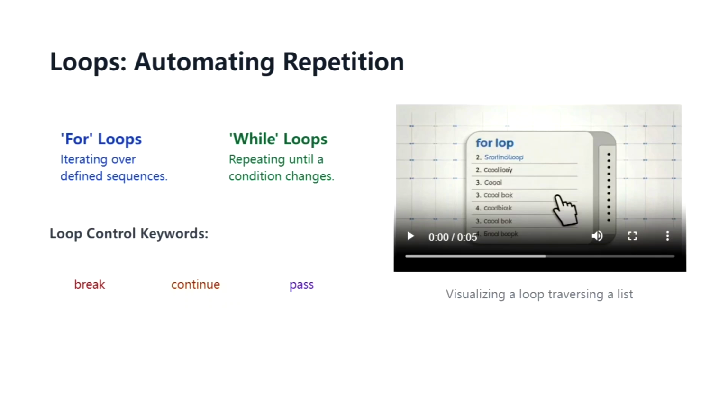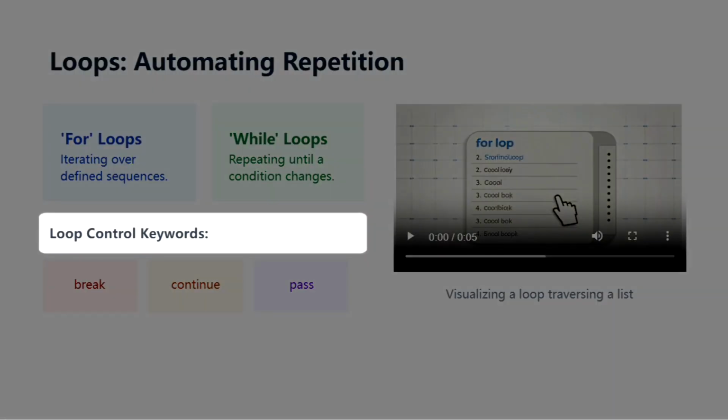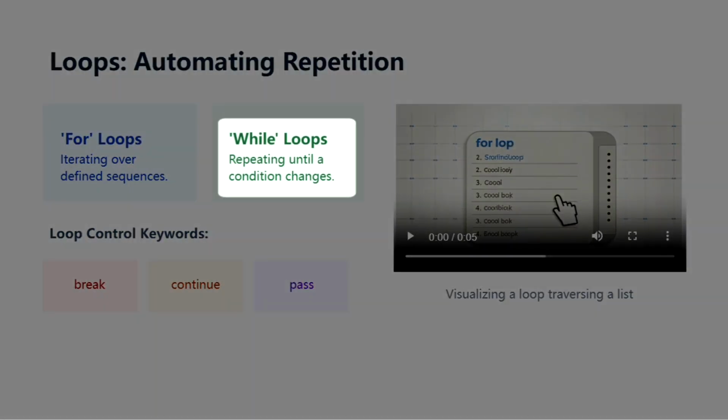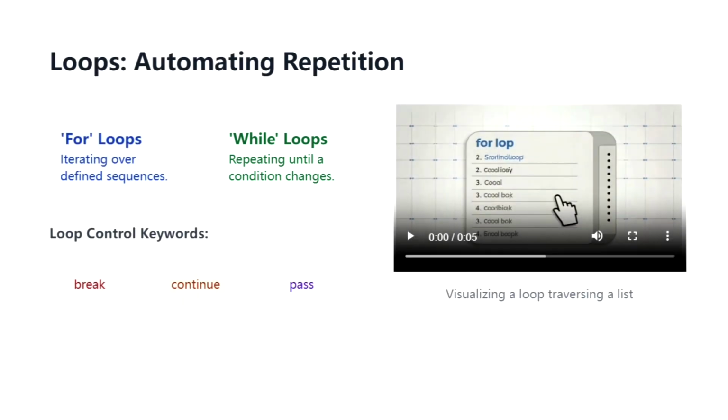While the temperature is below 20 degrees, keep the heater on. To give us even more precision, we use control keywords. Break allows us to exit a loop early if we've found what we need. Continue lets us skip the rest of the current iteration and jump straight to the next one. And pass is a handy placeholder when we want to define a loop but haven't written the logic yet.